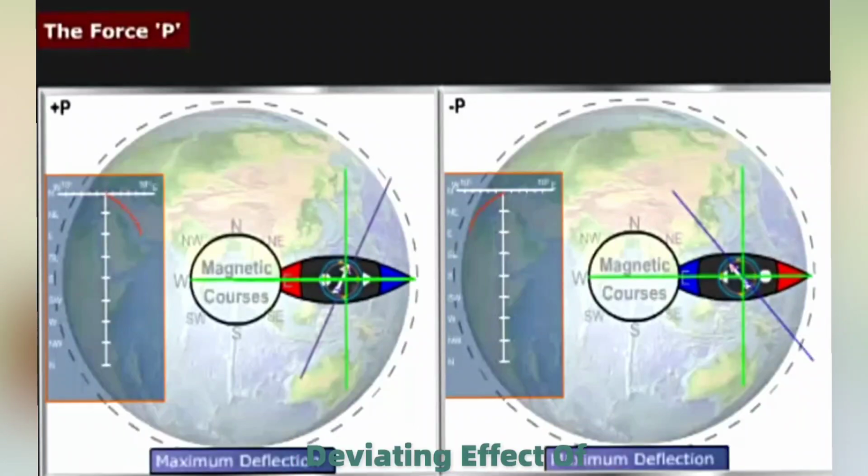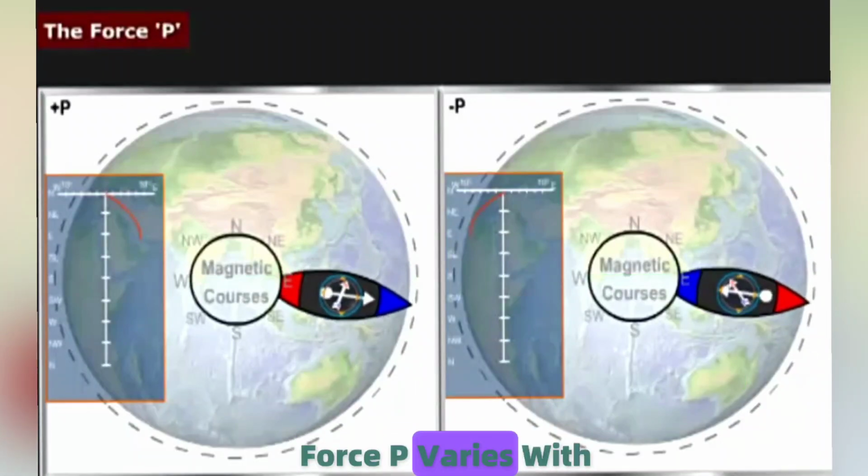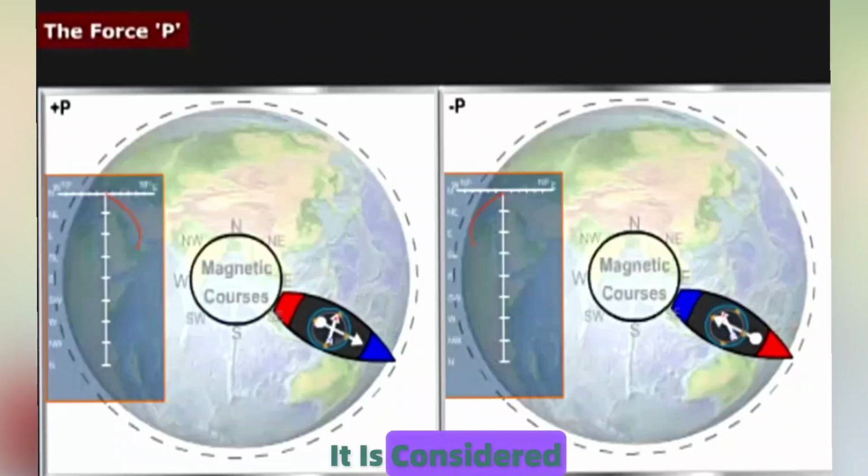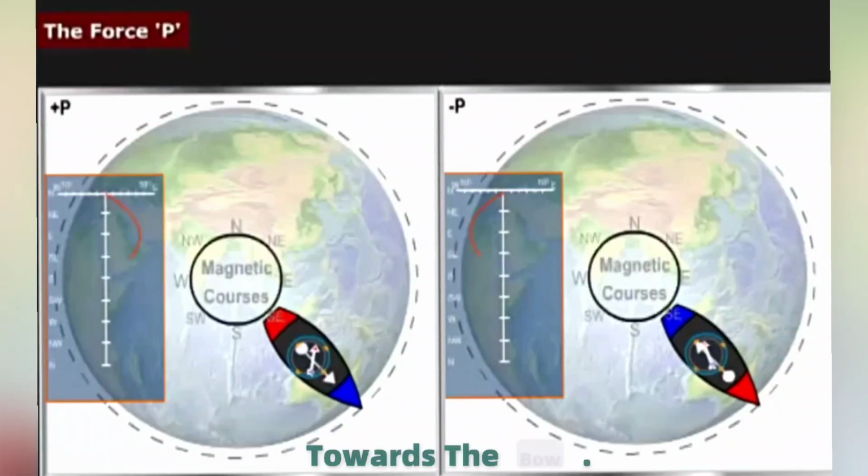Therefore, the deviating effect of the force P varies with the vessel's course. It is considered positive if it acts towards the bow, stem.